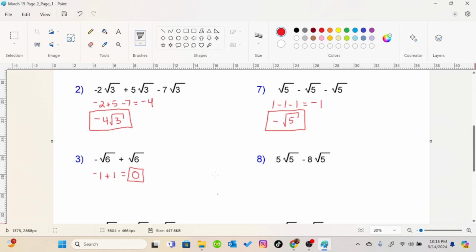Number 8. We have square root of 5 and square root of 5, so we can combine them. This is 5 minus 8, which equals negative 3. So our final answer is negative 3 times the square root of 5.